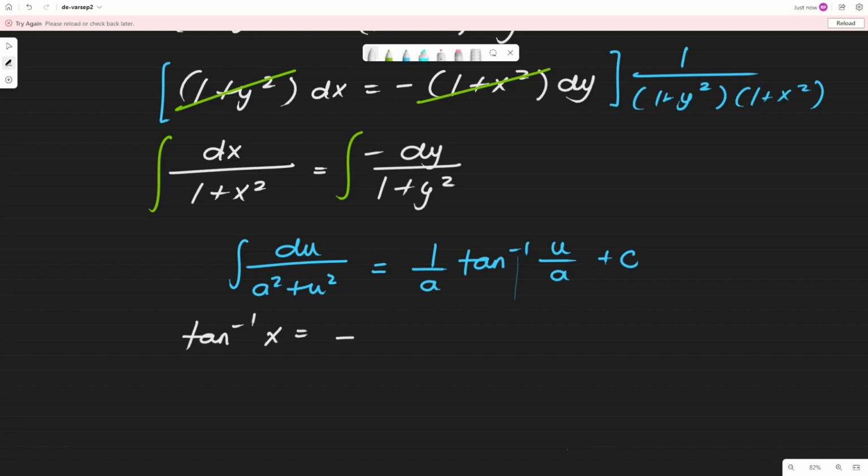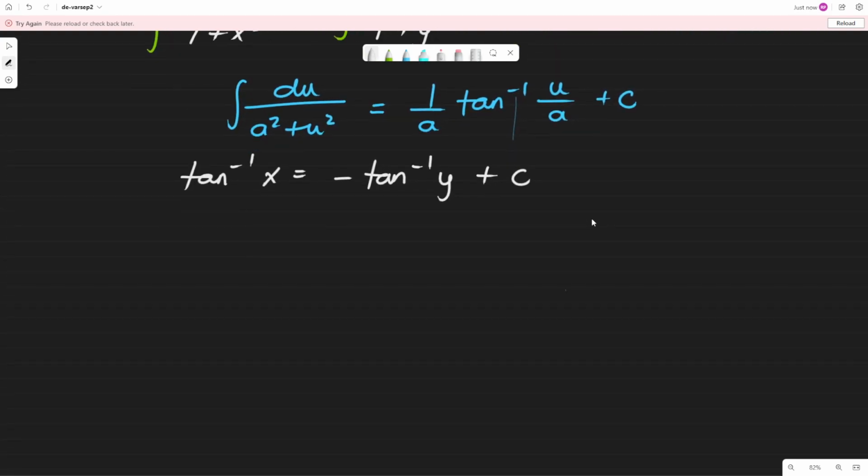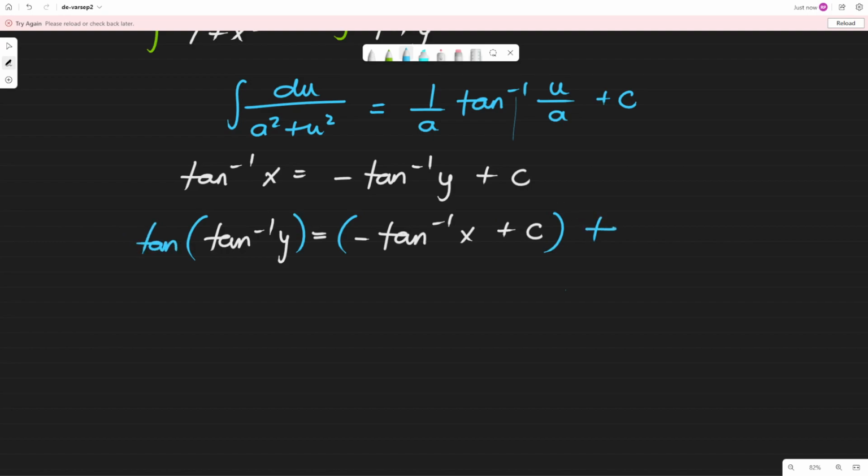is equal to negative arctangent of y plus c. Okay? So, dito yung galing, form na to. Okay, so let's make this arctangent of y a positive 1. So, we'll have arctangent of y is equal to, lipat natin yung x sa kabila, a negative arctangent of x plus c. Tapos, let's get the tangent of the functions, para makancel natin yung arctangent kay y. Ganun din dito sa kabila.